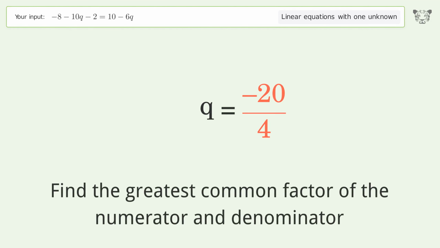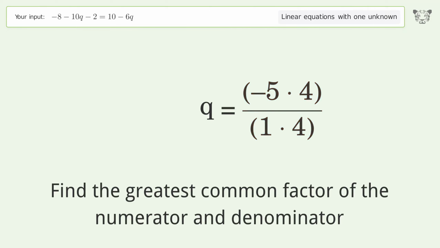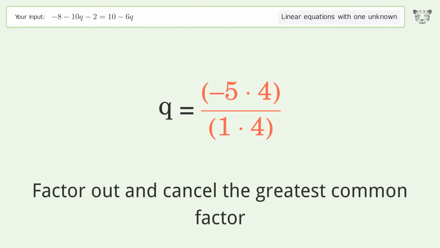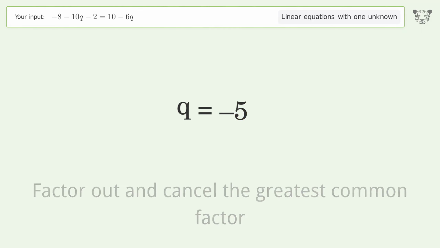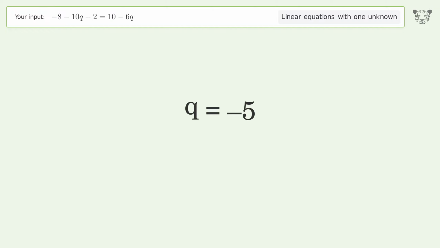Find the greatest common factor of the numerator and denominator. Factor out and cancel the greatest common factor. And so the final result is q equals -5.